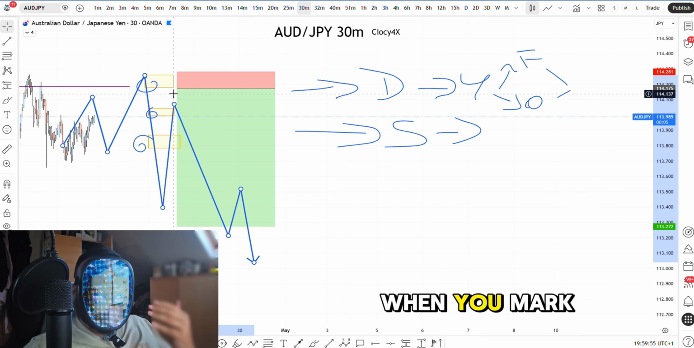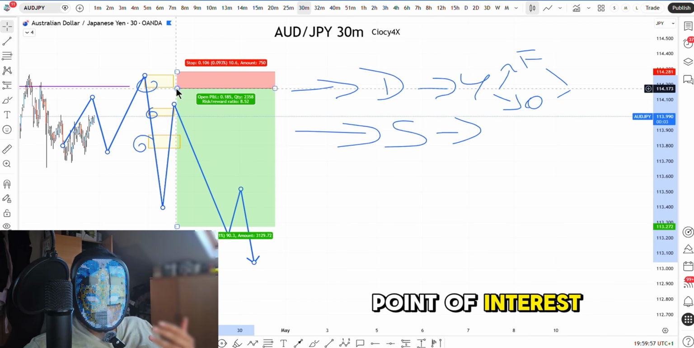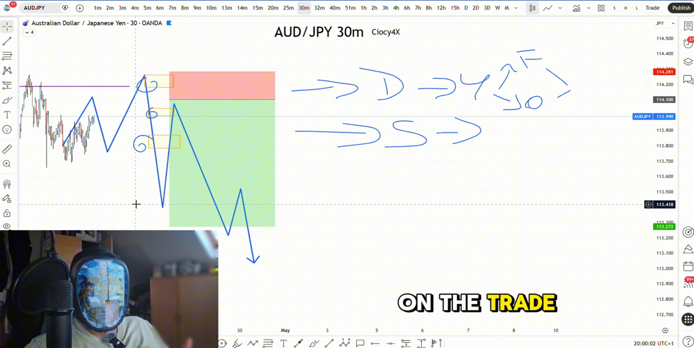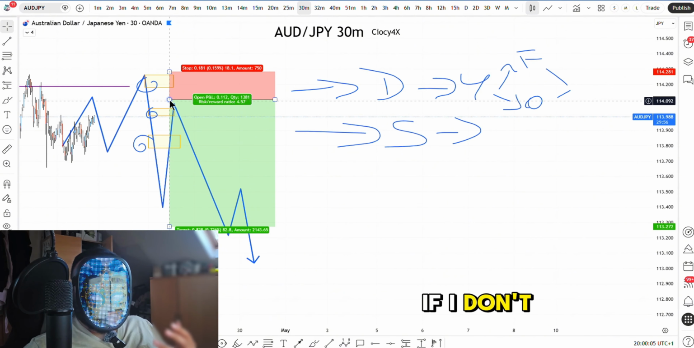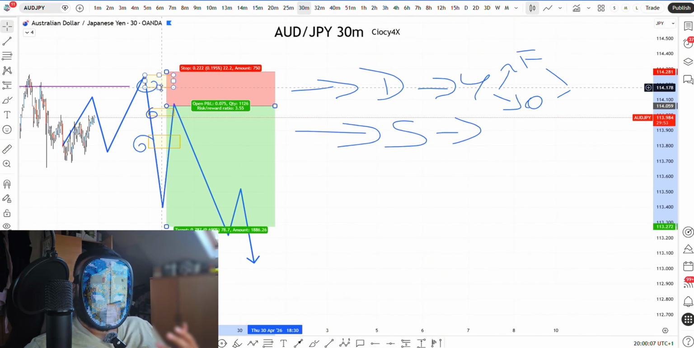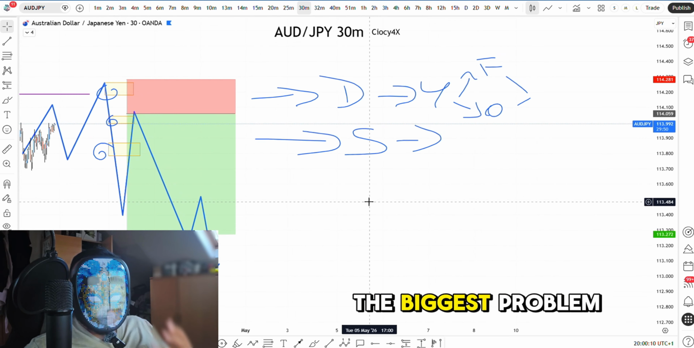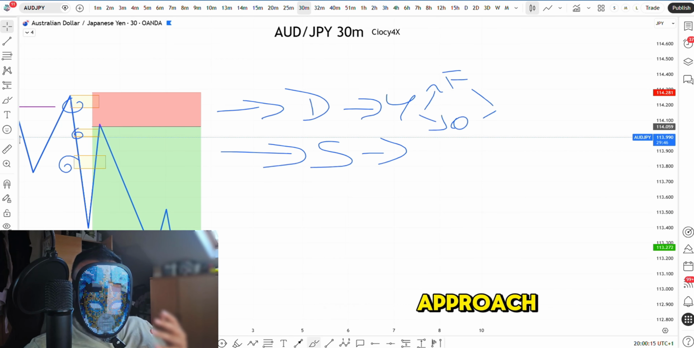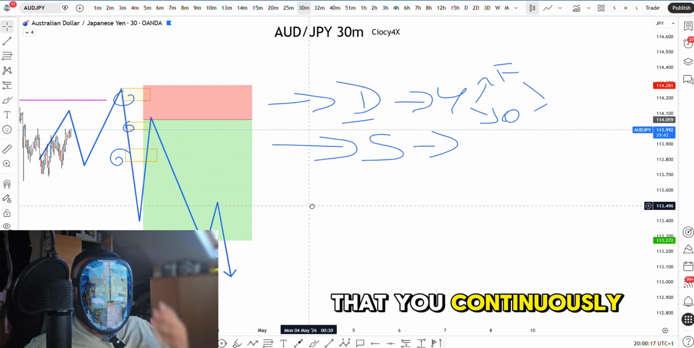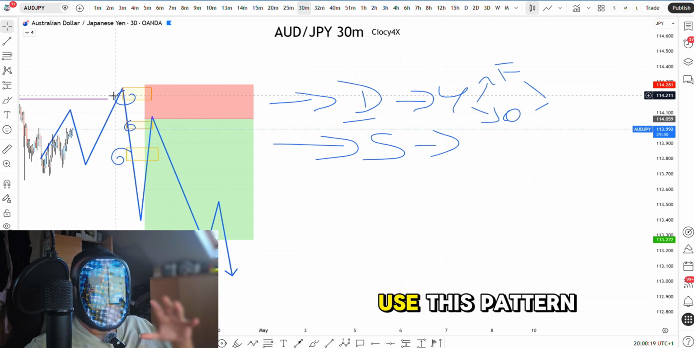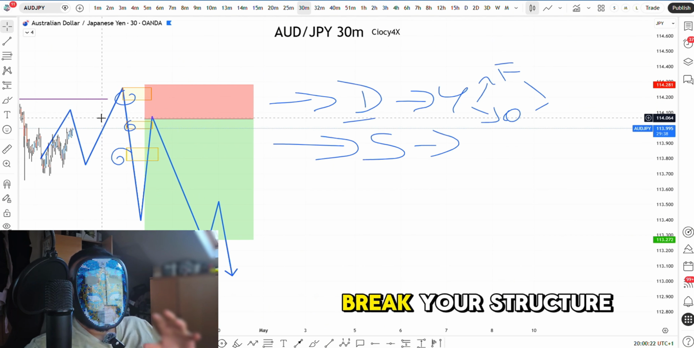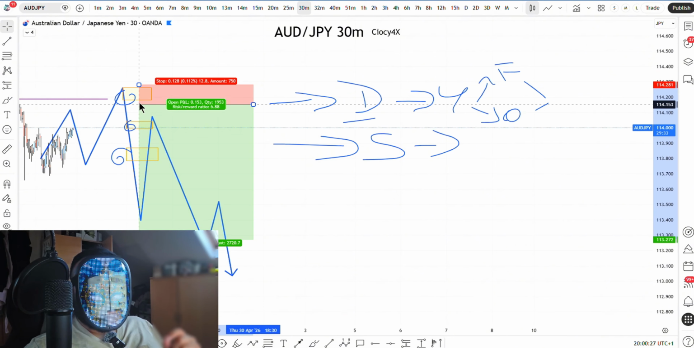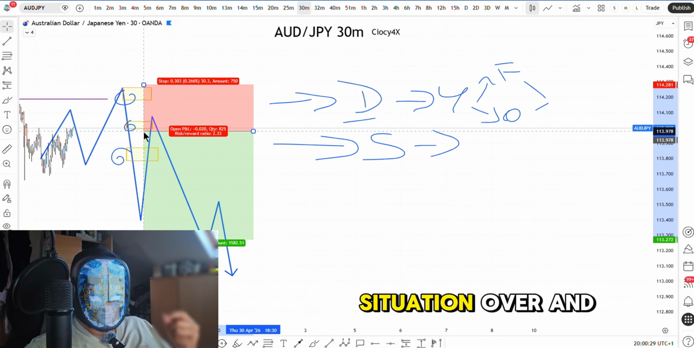Just think about how that made you feel. So next time when you mark up a POI, right, point of interest, and then you see price coming closer, you impulsively jump on the trade. Why do you do that? Because now you feel like, oh, if I don't do that, am I going to miss out on the trade? And that's exactly the biggest problem trading with the dynamic approach. Because when you use the dynamic approach, based on the setup, in this case, if you use this pattern over here, head and shoulders, break of structure, whatever you want to call it, right, you end up continuously having this situation over and over again.